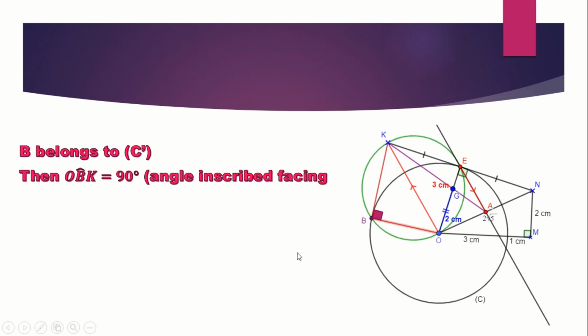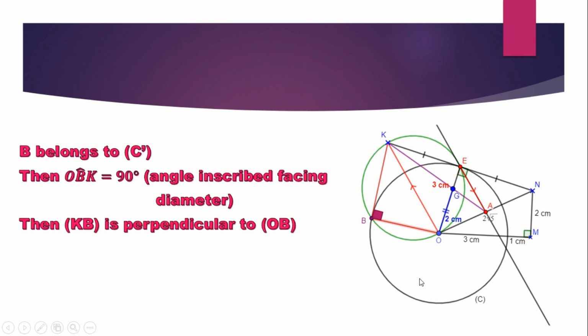Now, can't we say that angle KBO is equal to 90 degrees as an angle inscribed facing the diameter? Well, here we have proved that angle KBO is equal to 90 degrees. Therefore, we can say that KB is perpendicular to OB, and OB is a radius in the circle C. Now, can't we say that KB is tangent to the circle C at B? So, therefore, we have KB is tangent to the circle C at the point B.